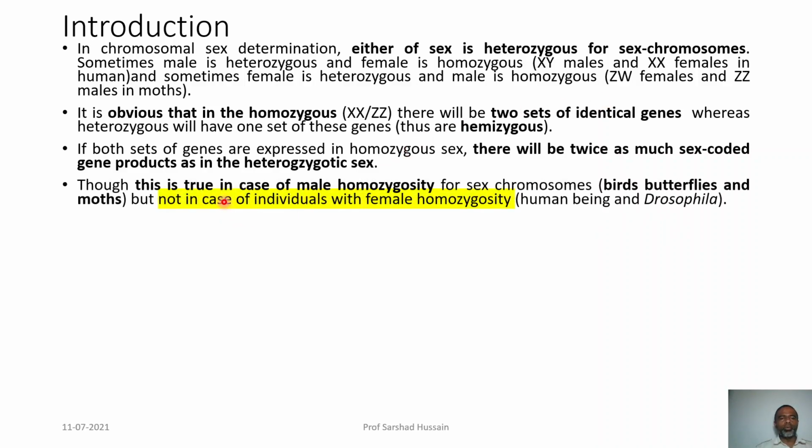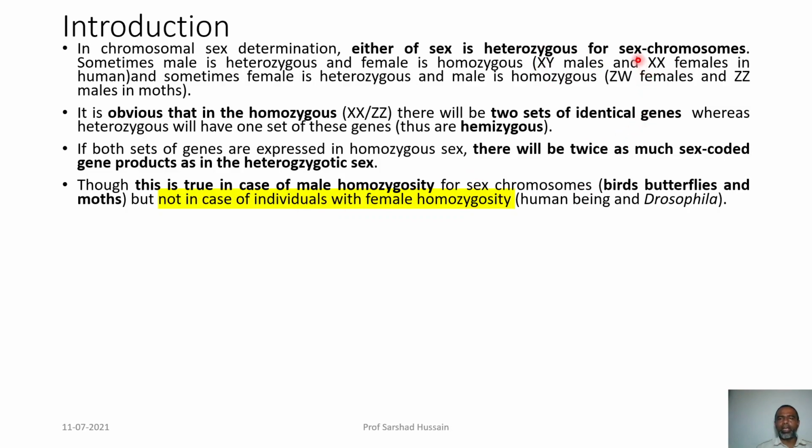This is true in case of homozygosity of sex chromosomes in birds, butterflies and moths, where the female is heterozygous. It is true that the male is having every product of the genes coded by the Z chromosome in double amount, whereas the female is having less. But as far as XY and XX is concerned, that means where the male is heterozygous and the female is homozygous, the condition is not like that.